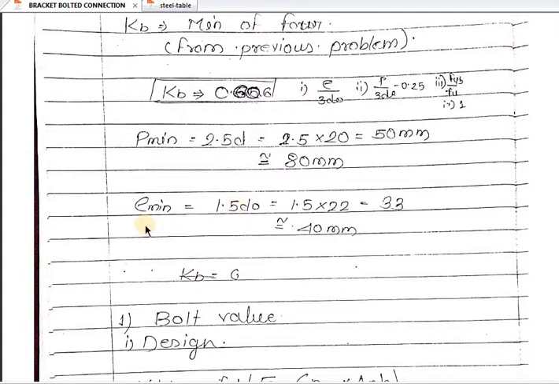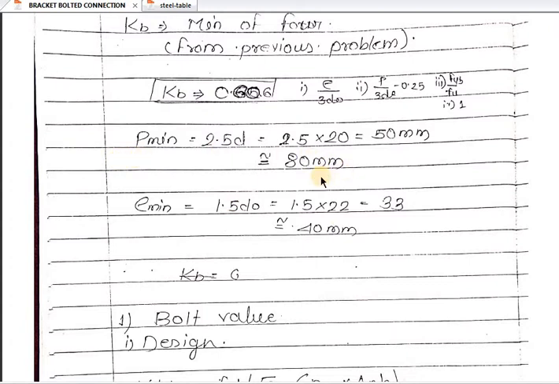What about the edge distance? Again, the formula and the condition have been given in IS 800 2007. It is 1.5 times d0, 1.5 times 22, it comes to be 33. So 33 is the minimum. We are taking a little bit more than that. We can take 50 also, but in this case we are taking 40. So we have assumed the edge distance as 40, and the pitch distance as 80.